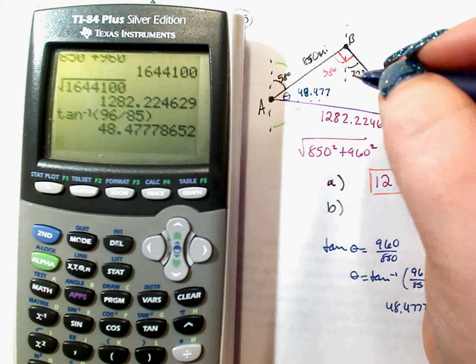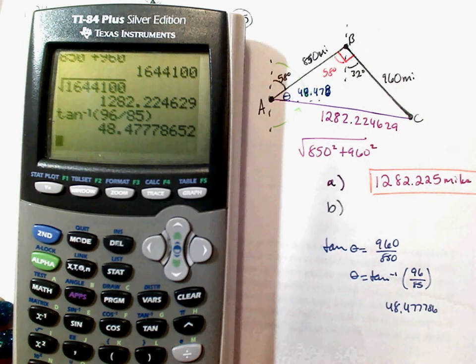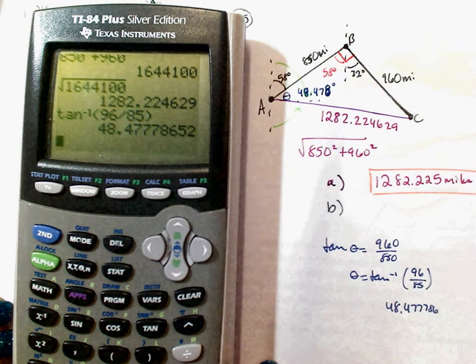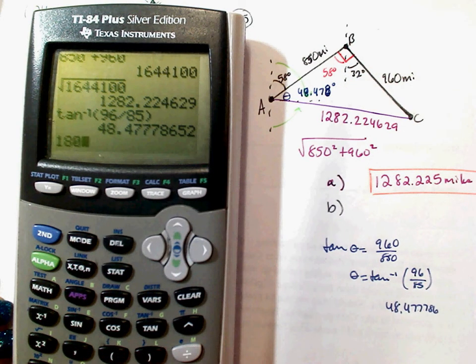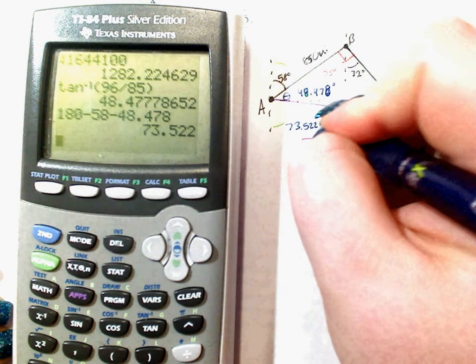Okay, then this is over 90, right? So I'm going to go ahead and say 180 minus 58, minus 58.478, I think it is. And this right here is 73.522 degrees, which means my final answer is south 73.522 degrees.